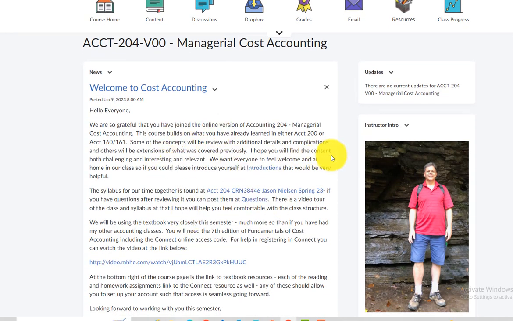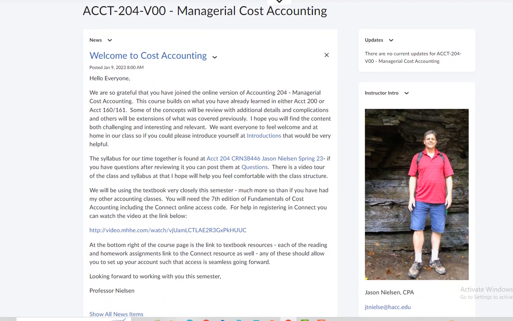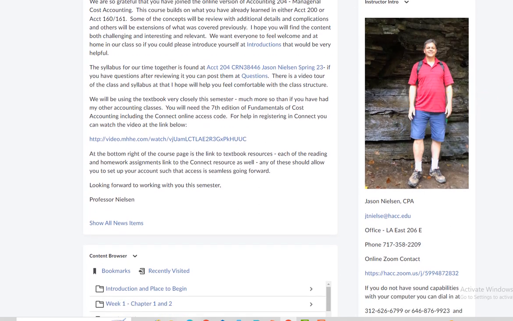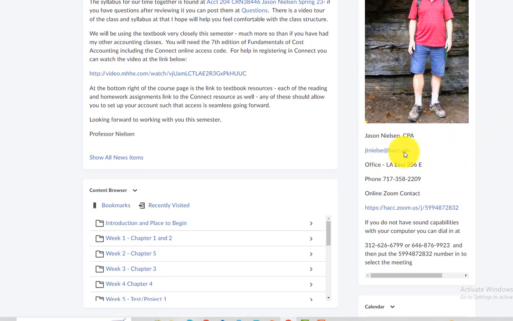In the middle will be our news feed that will be updated each week with links to the various assignments, everything you need to do. This is our introduction type of thing, including a link to our introduction discussion board where you can introduce yourself and learn a bit more about me. Picture of myself hiking at Ricketts Glen State Park.